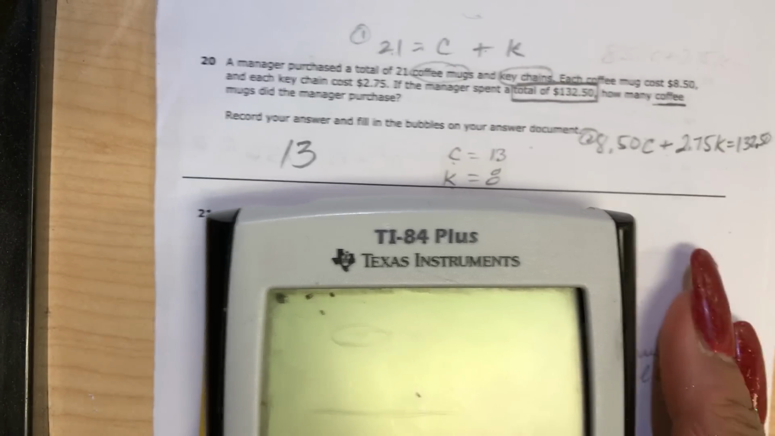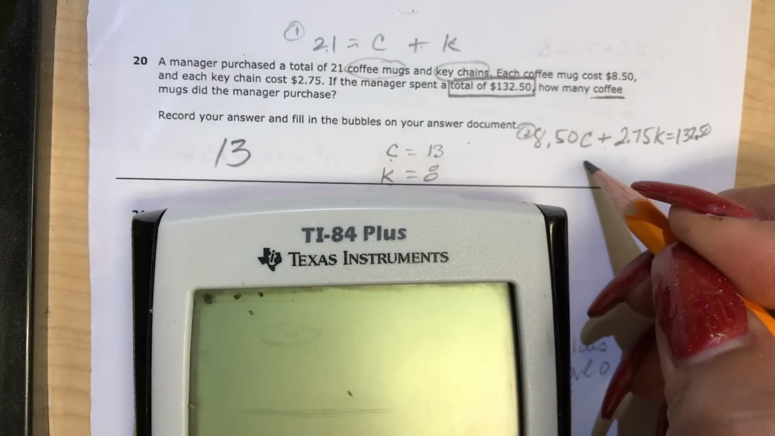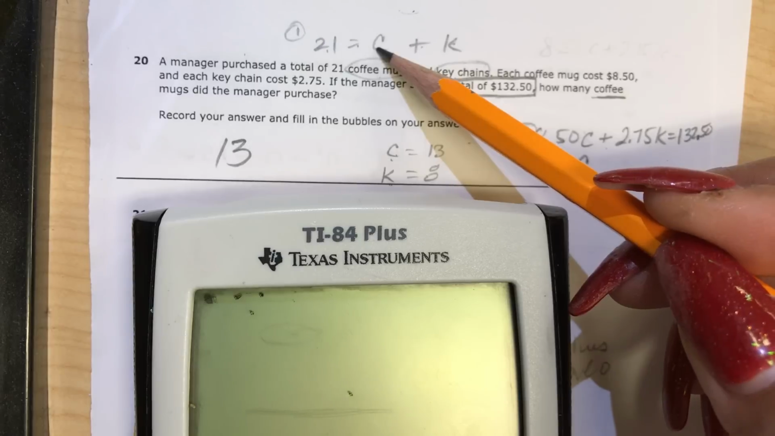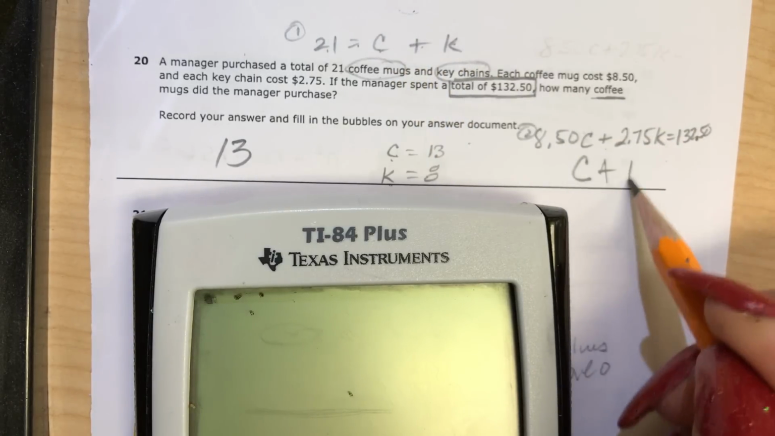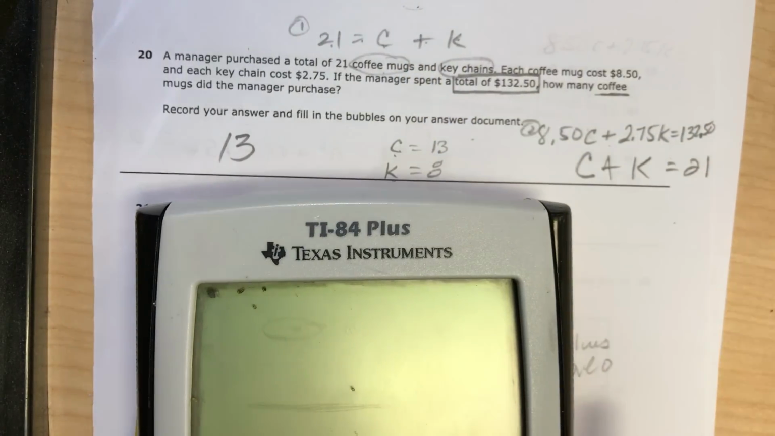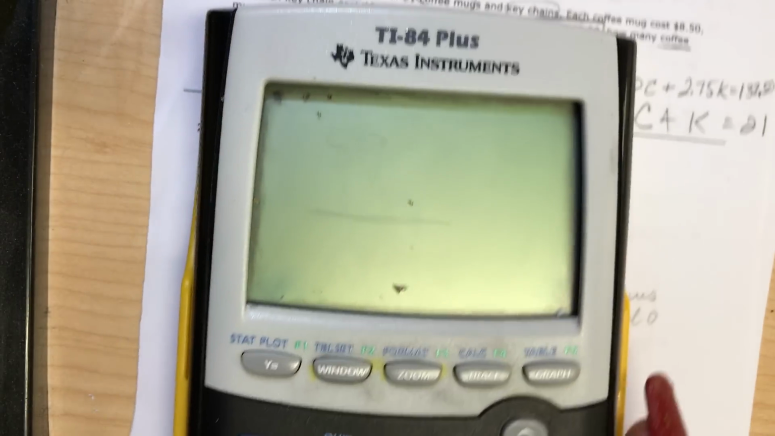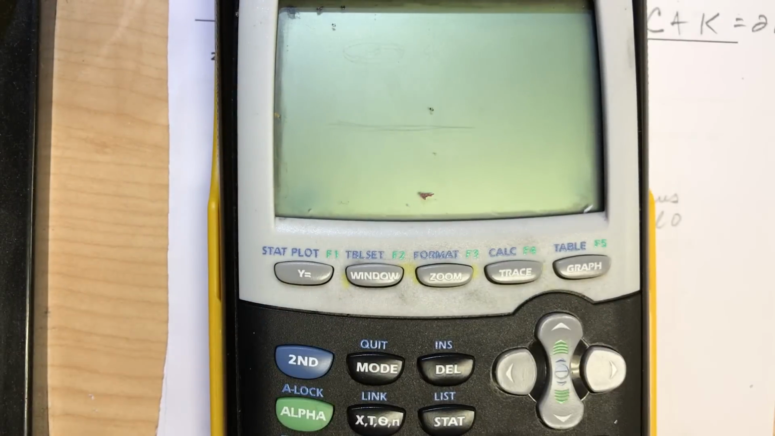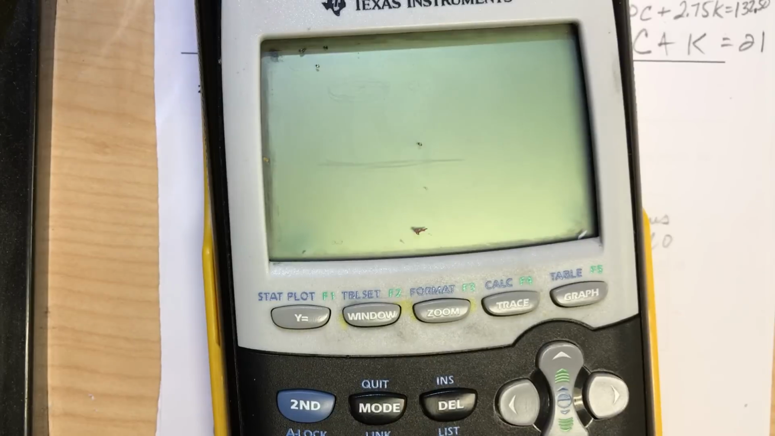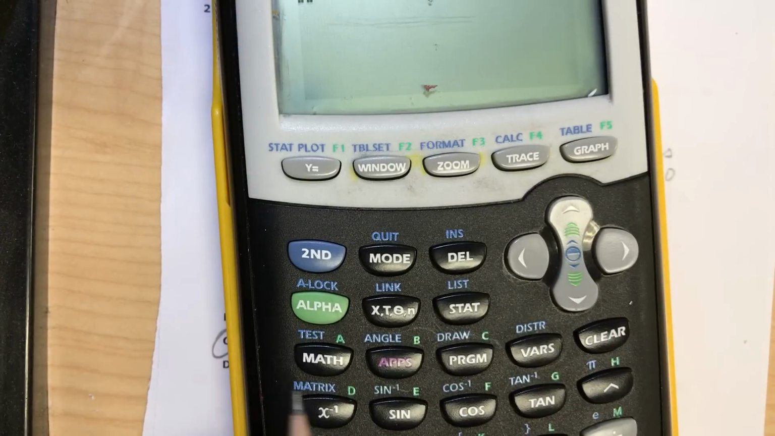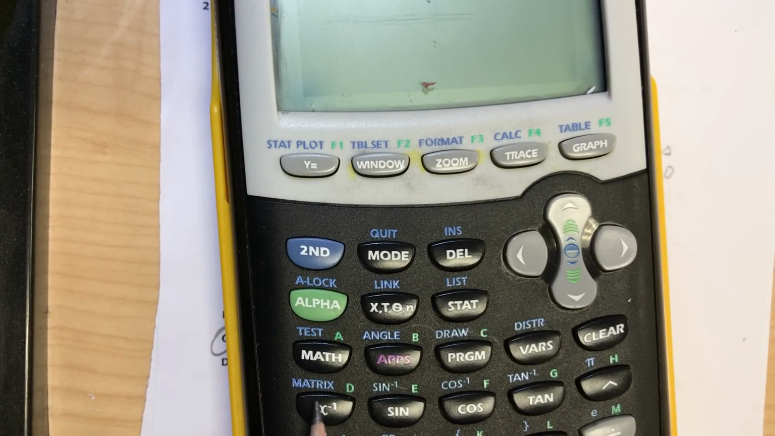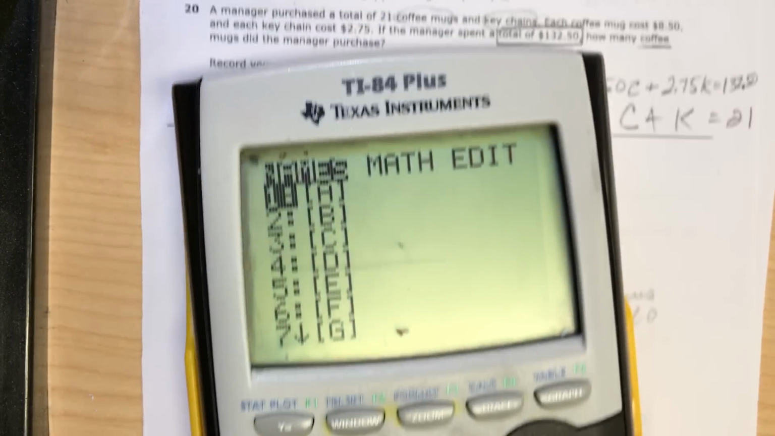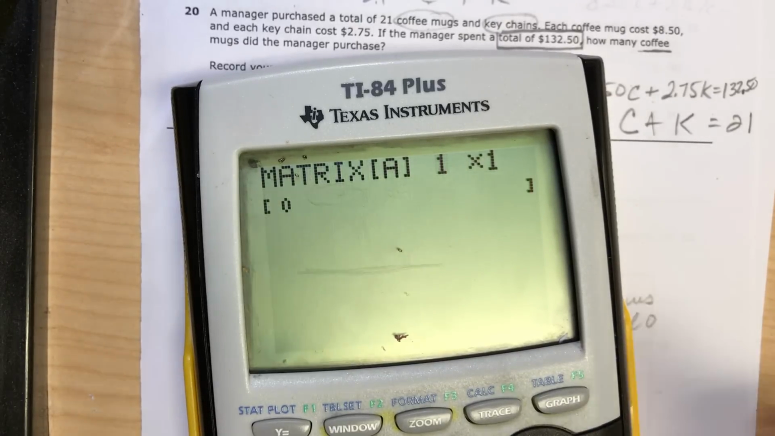What you have to do is make sure that your equations are in standard form. So I'm going to change this to say C plus K equals 21. And now put that into the matrix. You hit second matrix. Second, and I am hitting this button right here, matrix. Now go over to edit and change this to a 2 by 3 because you have 2 equations and then you have 3 terms. Come on down.